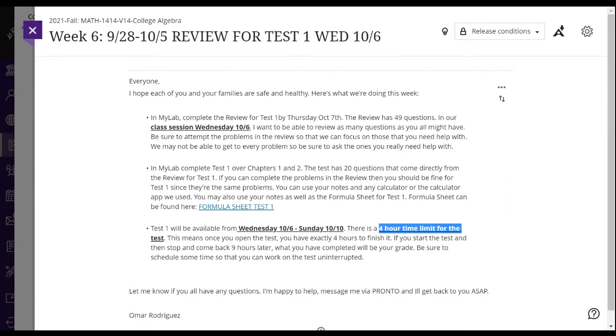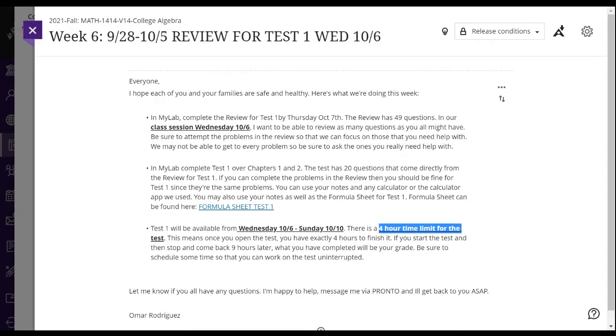Now, like I said, there's a 4-hour time limit. All that means is that once you start the test, the timer starts going, and it's going to keep going until you finish. So you have 4 hours. What that means is, suppose you decide to start the test on Thursday night and you get through the first 10 questions, you can't say, let me work on this later. You have to do it all in one session, okay?